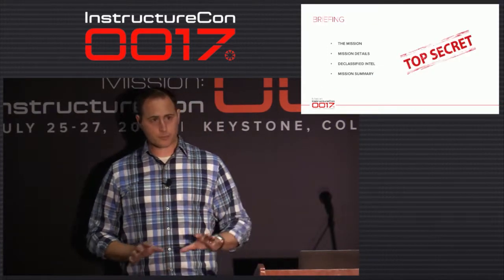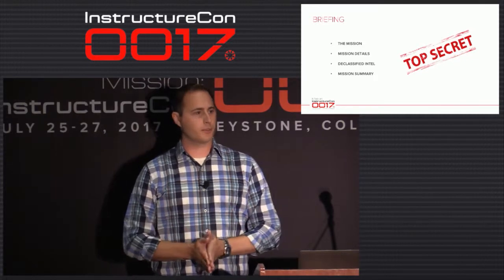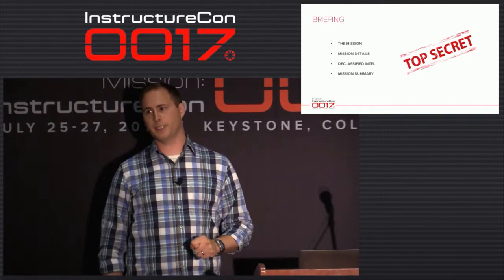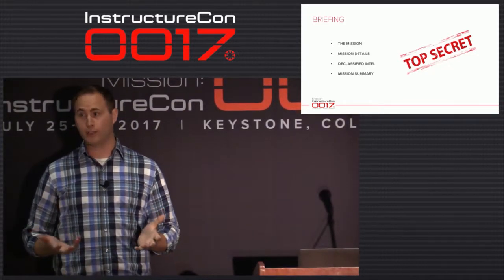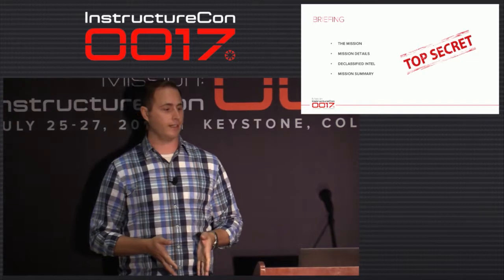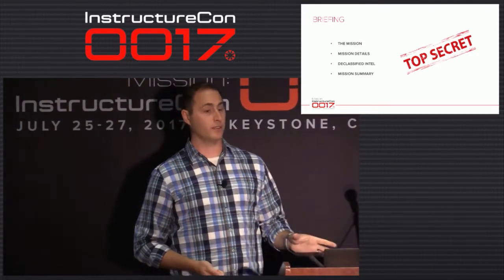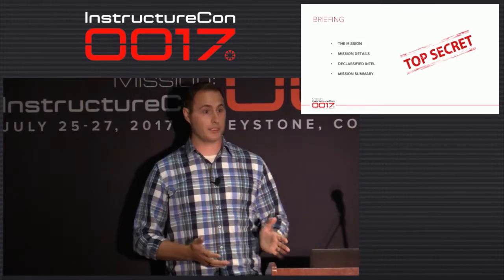So today, I've broken things up into 4 pieces for you. First, we're going to start with the mission, which is what we set out to do and why we made the choices we did. We're going to then jump into the mission details, which is how we actually pulled it off and got to where we are today. We've got some declassified intel for you, which is going to be some of the things we learned the hard way, tips and tricks, things like that you're going to want to keep an eye out for. And then we'll just pull it all together with a summary.